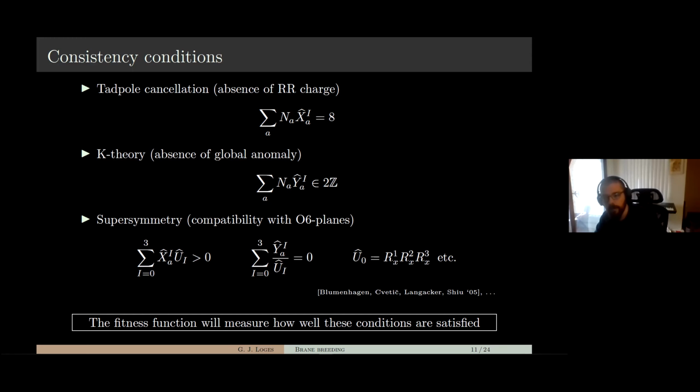So all told, if we have K stacks of D6 branes, then we have 2K plus 8 Diophantine equations or inequalities in this bottom left case that need to be satisfied. So in general, this is very over-constrained, which indeed is why you eventually have just a finite number of solutions, but it turns out there are lots of solutions. So those are what we're looking for. Our fitness function will be a measure of how well these conditions are being satisfied. And over the generations, the population will evolve to minimize the fitness so that all of these are equalities.